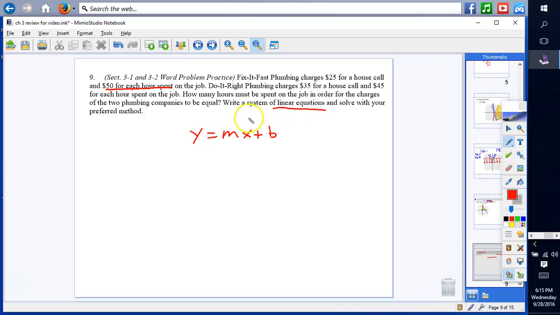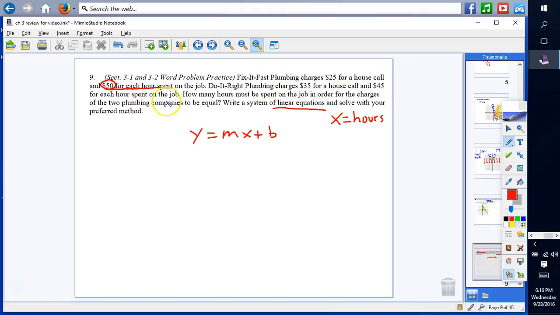Write a system of linear equations and solve for how many hours would be spent before these two companies would basically charge you the same amount. Okay, well, it should be pretty obvious to you in this linear equation, x has to represent a number of hours. Because if this represents my slope, 50 times x, 50x, x represents hours, and then plus b, which is the y-intercept. And the same thing here for Do It Right.